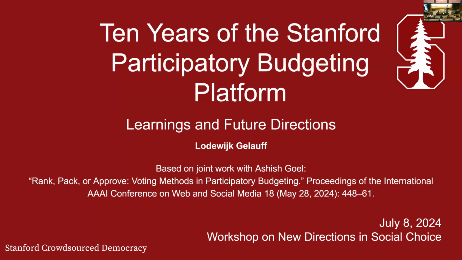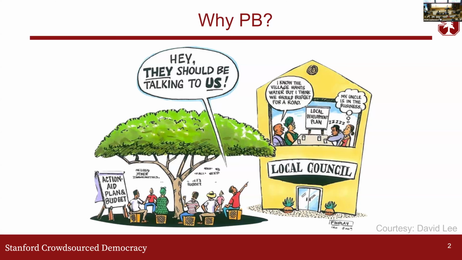I will talk a little bit about the platform that we've been running for the past years, but also talk a little bit about what we learned from the data that we collected from that and what that tells us about how voters behave with respect to different voting methods. So participatory budgeting, I'm assuming a lot of you are familiar with it, is this method where people are asked to allocate a fixed budget among a number of different projects.